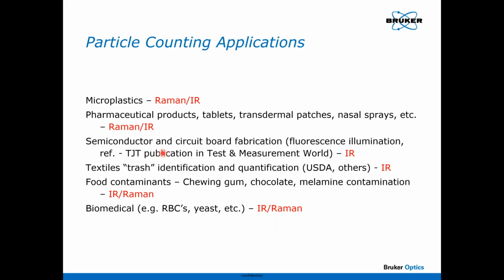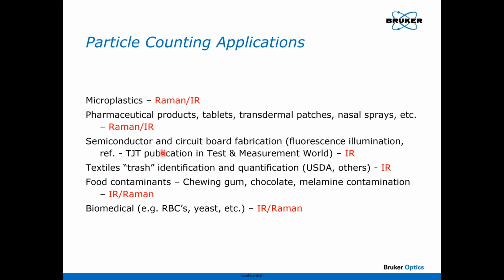Now, for particle counting, what areas are people doing this? Certainly for microplastics, and you can do this with IR or with Raman. Both have transitions that work good in that area. For pharmaceutical products, tablets, transdermal patches, again, those are polymer-based, nasal sprays, packaging and such, this can be really important for doing particle counting. For semiconductor and circuit board fabrication, I published a paper in Test and Measurement World several years ago using fluorescence illumination, where I could actually find the particles and then use infrared microscopy to actually identify them quickly and easily.